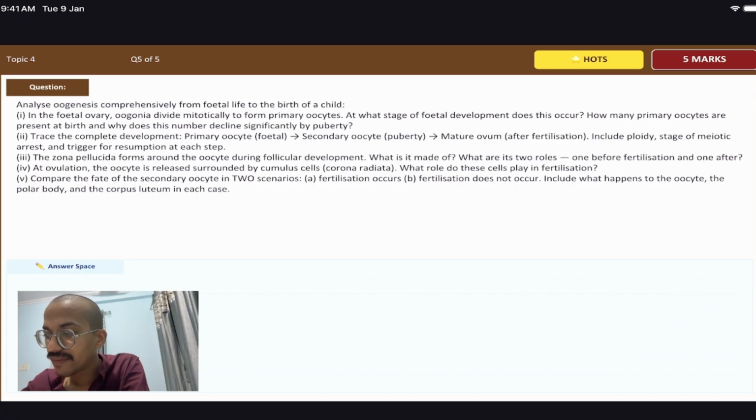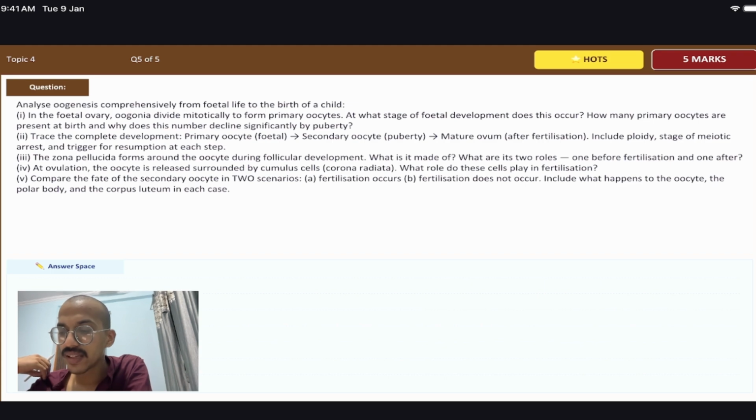Next, they have: comprehend the fetal life up to the birth of the child. In a fetal ovary, oogonia divide mitotically to form primary oocytes. At which stage of the fetal development does this occur? From the 5th to 7th week of development. How many primary oocytes are present at birth? Millions of copies of it are present.